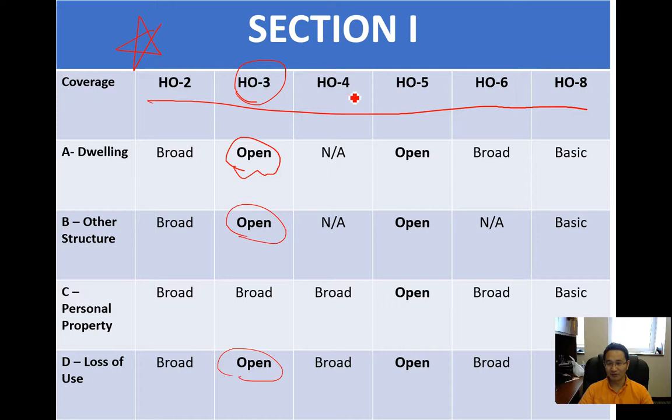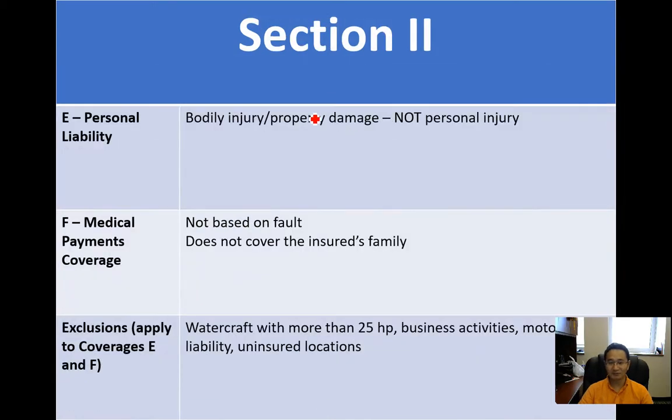HO4, I heard this is rental, right? Sometimes if you rent an apartment, they will ask you to get rental insurance. This is HO4. And then some others would be for older houses. I think HO8 is for older houses, where the land is more expensive than the house. You need to also understand that those are just summaries. And they have exclusions for watercraft, and they have horsepower limits here.